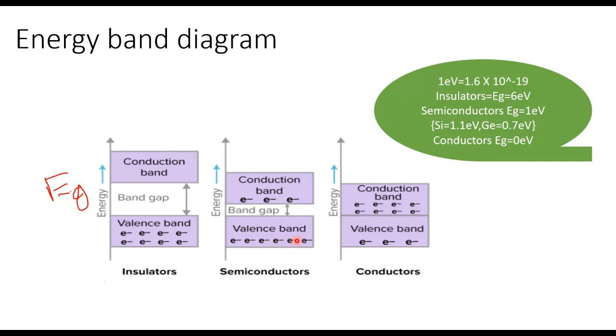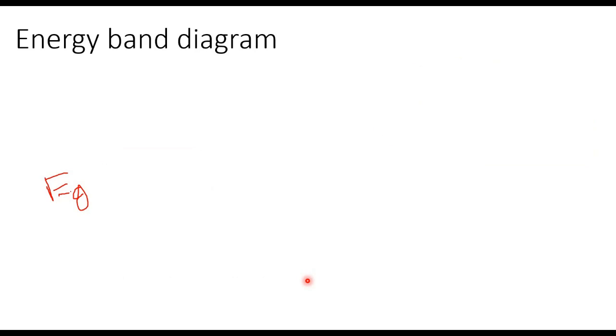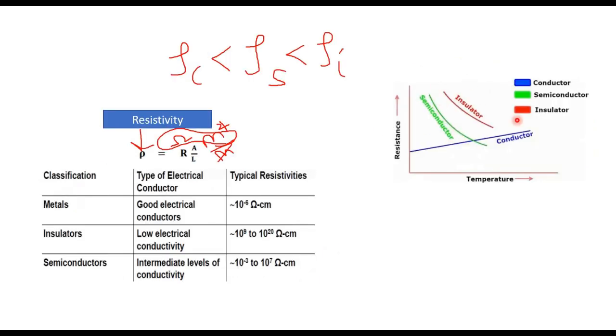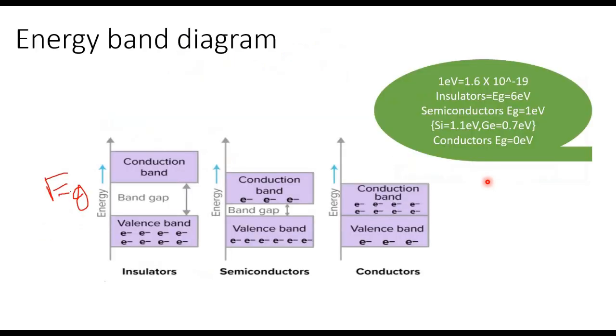As temperature is increased, more amount of electrons are moved to the conduction band. So conductivity is increased, which means the resistance decreased. So this proves that it has negative temperature coefficient. We can see that since the valence band and the conduction band overlap in case of conductors, we can say that it is 0 electron volt.